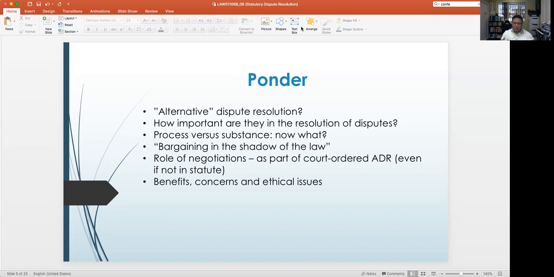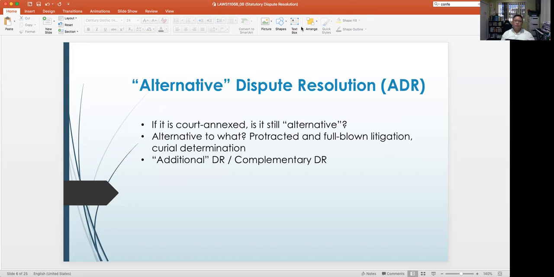Even when you talk about mediation and conciliation and arbitration and so on, always realize that a lot of the settlement or agreement that leads to the resolution of a dispute actually occurs as a result of negotiations with the parties. So that cannot be taken out of the equation when we talk about alternative dispute resolution. I'd also like you to ponder the benefits, concerns, and ethical issues as we go through a discussion of these alternative dispute resolution processes.